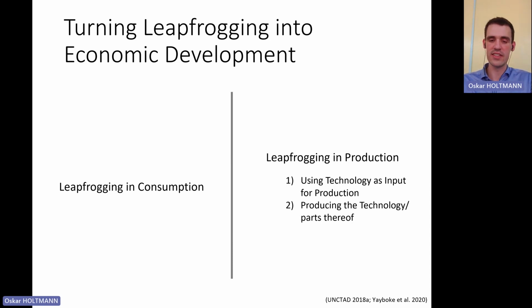So in this case, in technology leapfrogging in production, you could think of two ways how leapfrogging could be used in production. One, using the technology as an input factor for production. So, for instance, organizing your plant using very, very modern machines, and then you don't really need to look at the good that's produced in the end. The second option would be producing the technology that the country or the industry leapfrogged to, or parts of that technology. In this case, the technological capabilities would actually be used to produce very, very modern technology, or maybe even, of course, just parts of that, so integrating into the global value chain.